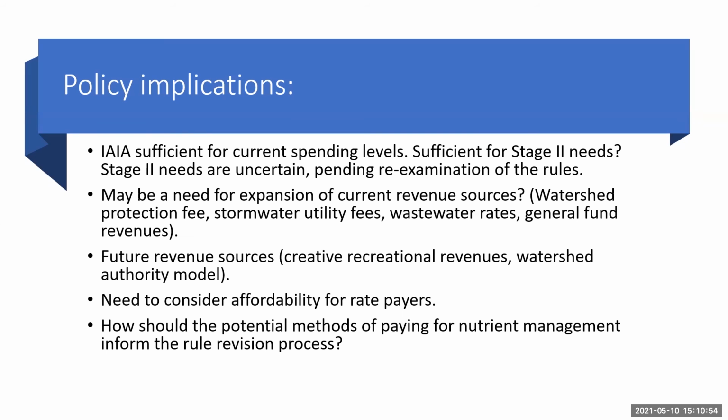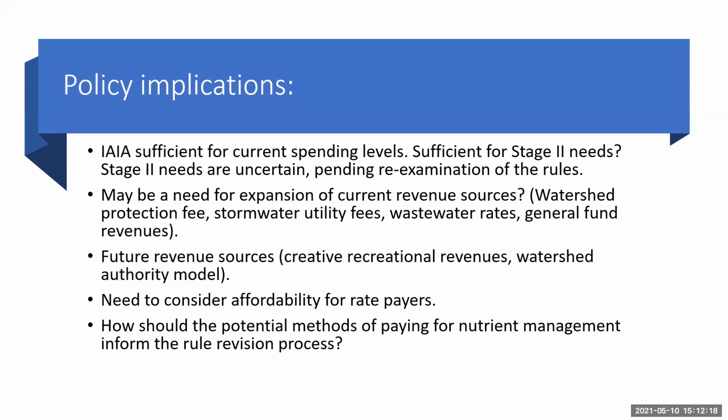And certainly going into stage 2, whatever the re-examination process leads to, jurisdictions have already identified that potentially they might be having to raise current fees. And if these current revenue sources aren't sufficient, are there future revenue sources that need to be created? Certainly the legislature may need to craft new policy that will allow for something like perhaps a watershed authority model moving forward. And then we need to consider affordability for ratepayers.